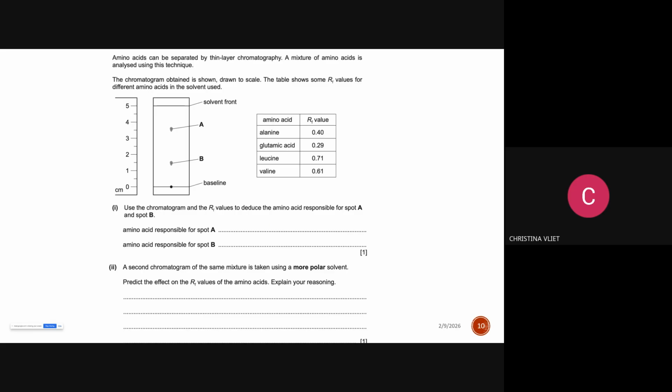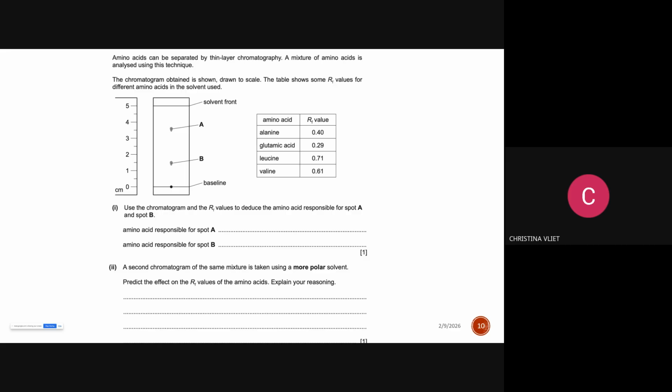Amino acids can be separated by thin layer chromatography. This is a thin layer chromatogram. A mixture of amino acids is analyzed using this technique. A chromatogram is shown drawn to scale. And they gave you the ruler there to help you. That's why I skipped the one question, because you need a ruler to measure it out. But they gave you the ruler here in this question. The table shows some RF values. Use the chromatogram and the RF values to deduce the amino acid.